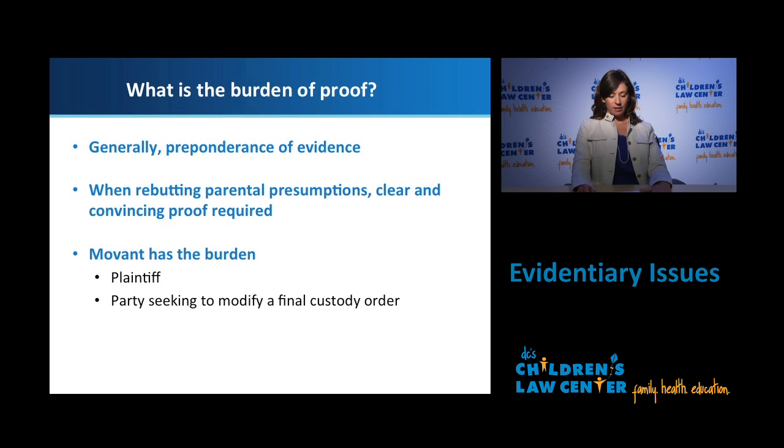It's also critical that the guardian ad litem be aware of the burden of proof at trial. Generally, the burden of proof is a preponderance of the evidence. When rebutting parental presumptions, however, the burden of proof is clear and convincing evidence. The movant in all of these circumstances has the burden, so that is typically the plaintiff or it is the party seeking to modify a final custody order.